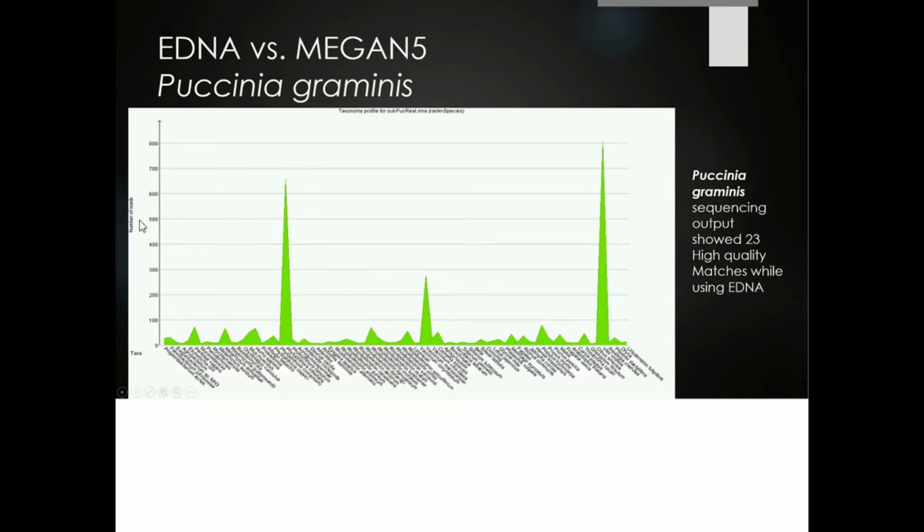So as we can see here, it's assigning a number of reads for each taxon profile. This is supposed to be infected with Puccinia graminis. But even though it's infected with Puccinia graminis, we find no Puccinia graminis in the alignment here. So it is skewed by the number of sequences that we have available in the NCBI databases.